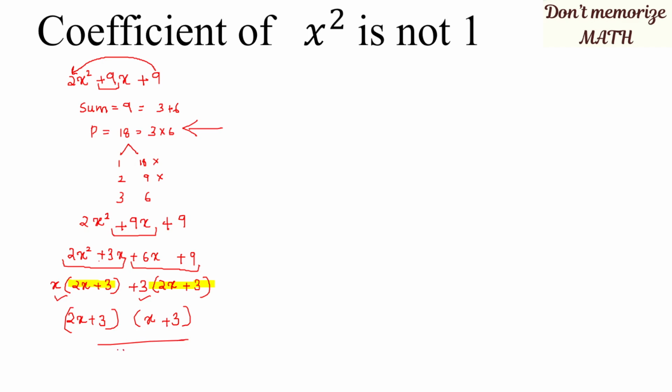So this is the factorization of a quadratic expression with coefficient of x square not 1. The same sum and product method, but you cannot directly write the factors as we did in the previous one. You have to split the middle term.